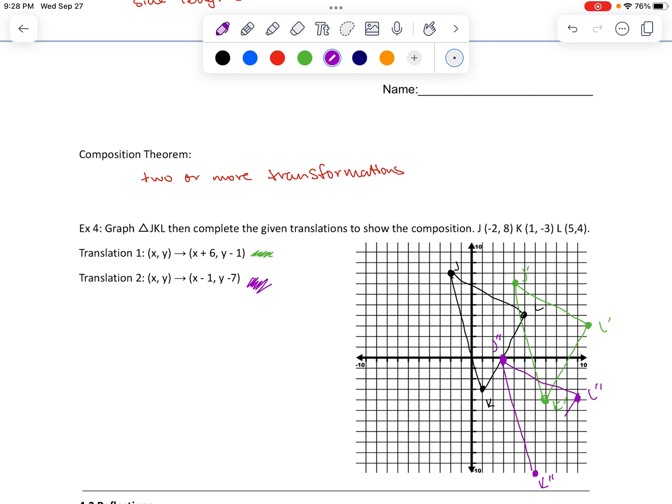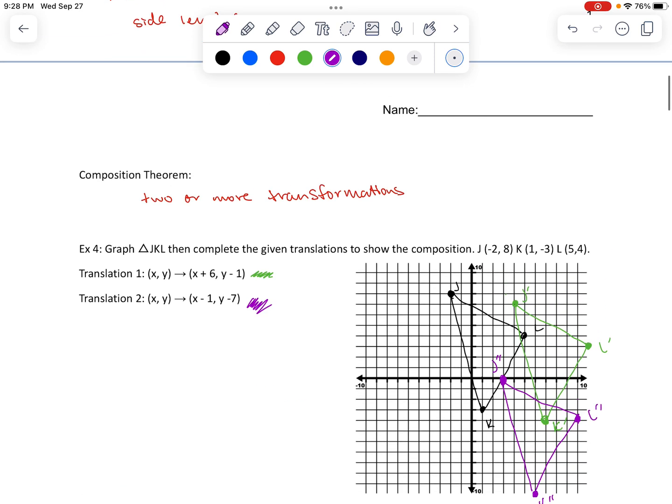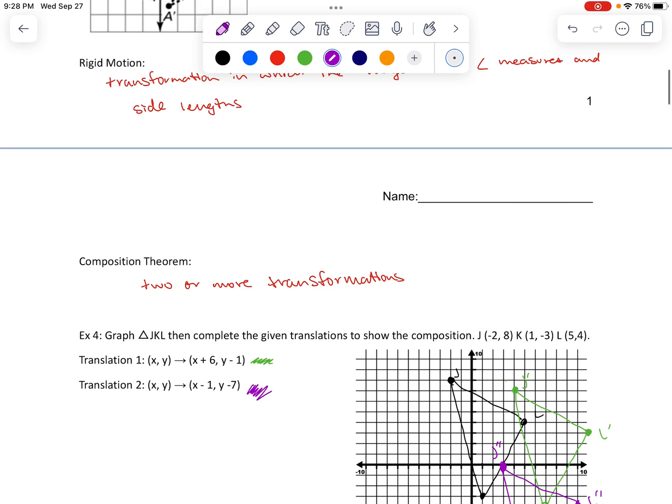And now I connect. So a composition, really not that big of a deal. You just look at each one of your transformations individually and then move them as necessary. This is transformations. Translations, which is a transformation.